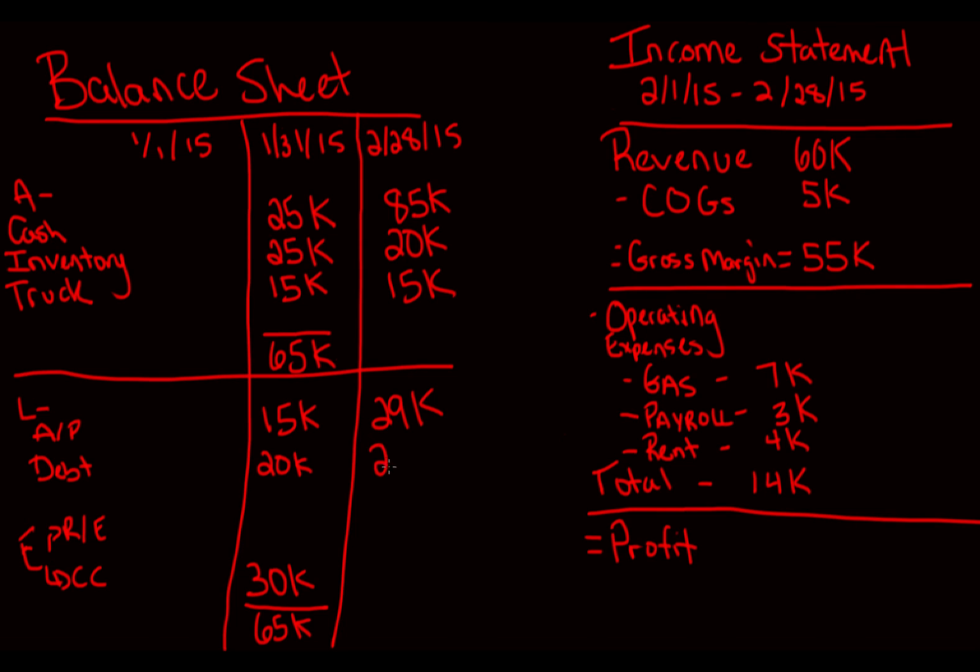Our debt is still 20,000 at the end of the month. We haven't paid anything back yet. Our truck's still 15. So now, over back on our income statement, we take our gross margin and subtract the operating expenses to get our profit. And let's see what that is. That is 41,000. So our profit for the month was 41,000. Pretty profitable month. We're pretty psyched about that.